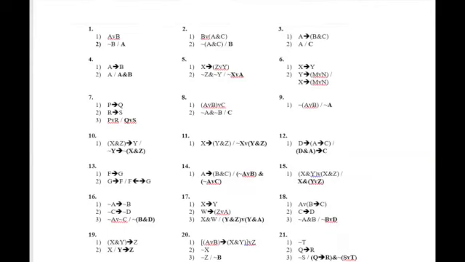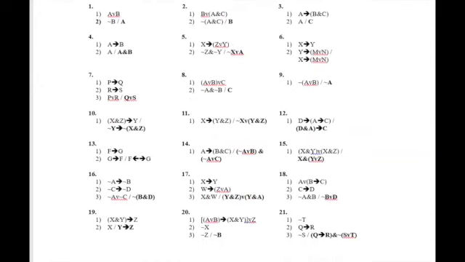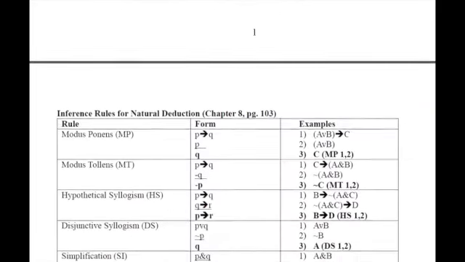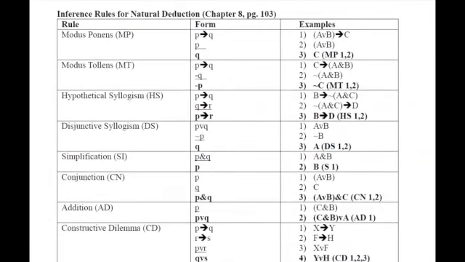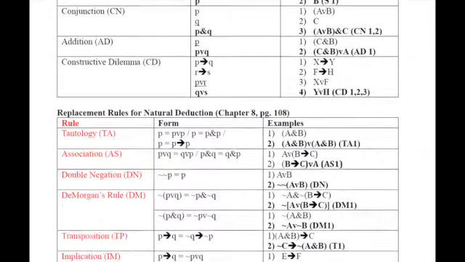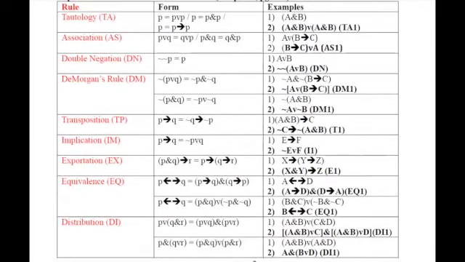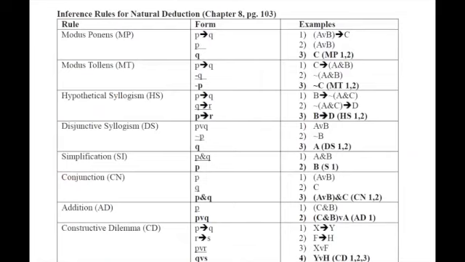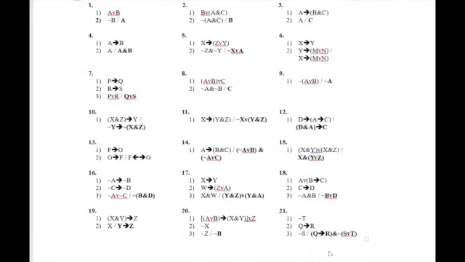Okay, so here are our list of natural deduction exercises. We're going to try to go through them together. And here are our list of inference rules for natural deduction from the book, and our list of replacement rules. So we'll go back and forth between the problem and the rules as we try to work out the solution to the problem. And here are 3 randomly chosen selections from those exercises.